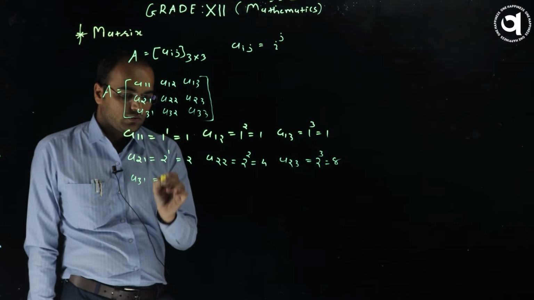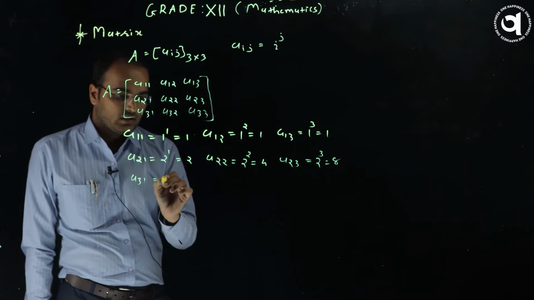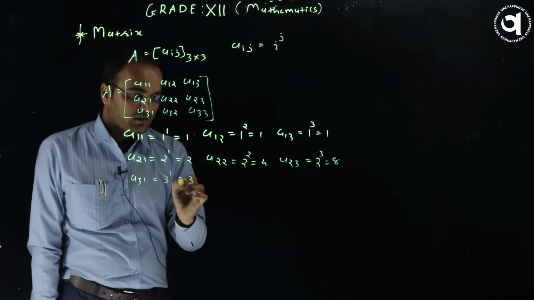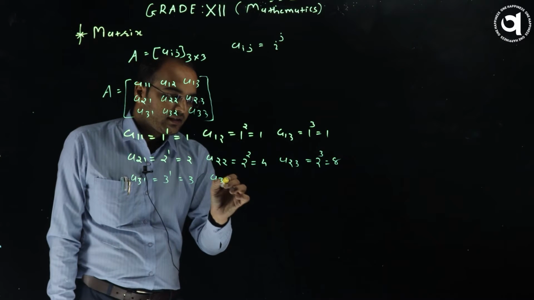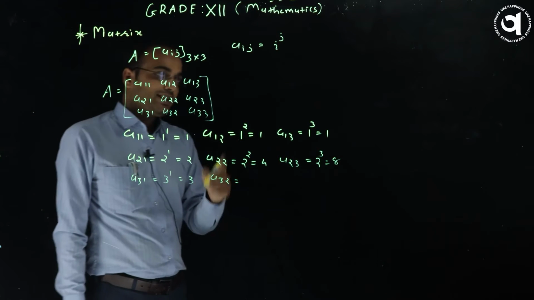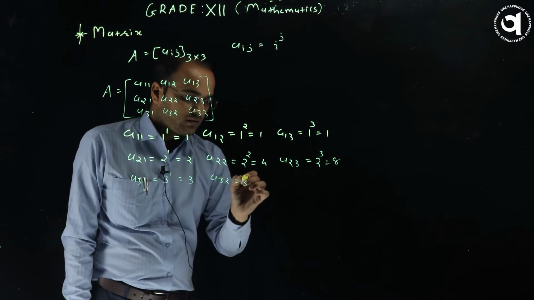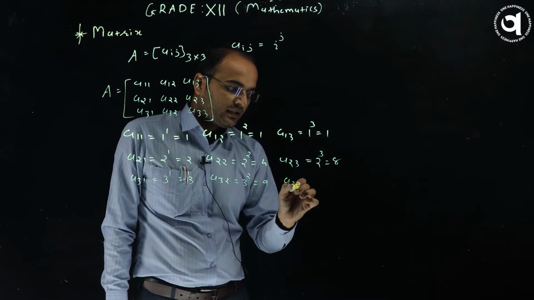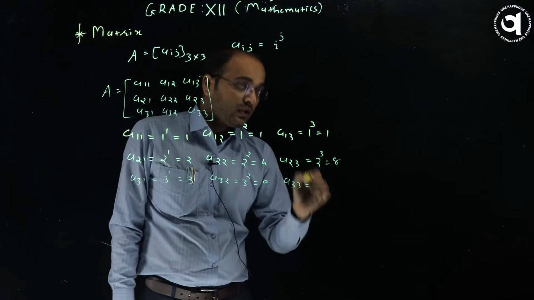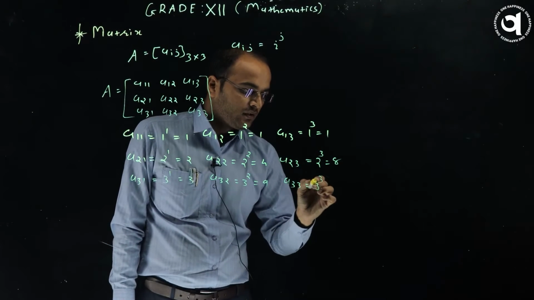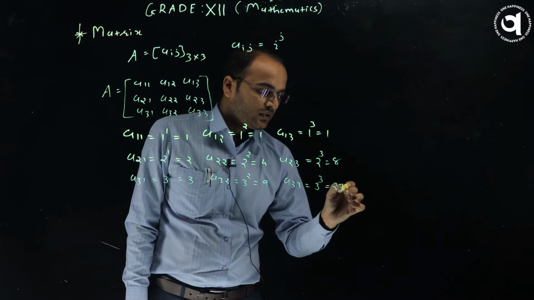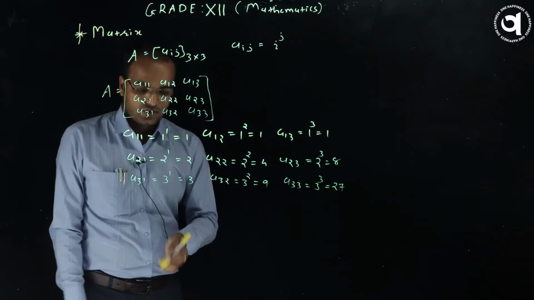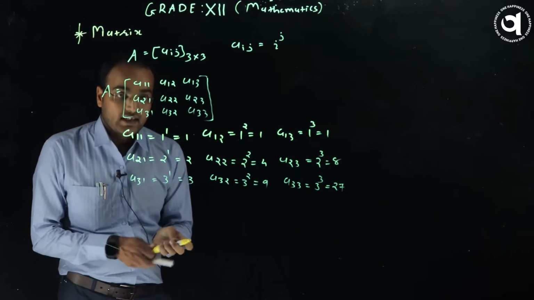And third row, A31, that is i equal to 3 and j equal to 1. So, 3 power 1 is equal to what? 3. A32, that is i equal to 3, j equal to 2. 3 power 2, and 3 power 2 is what? 9. And third element A33, that is equal to what? i power j, that is 3 power 3, and we get 3 power 3 is what? 27.